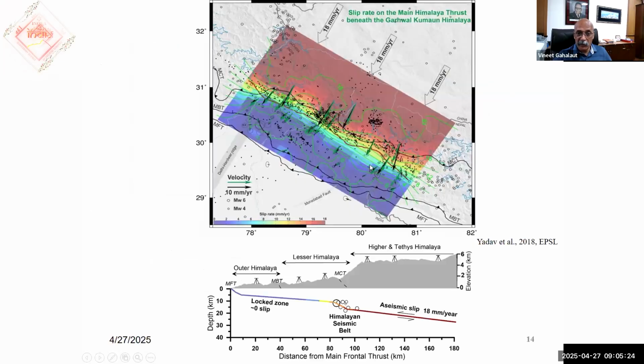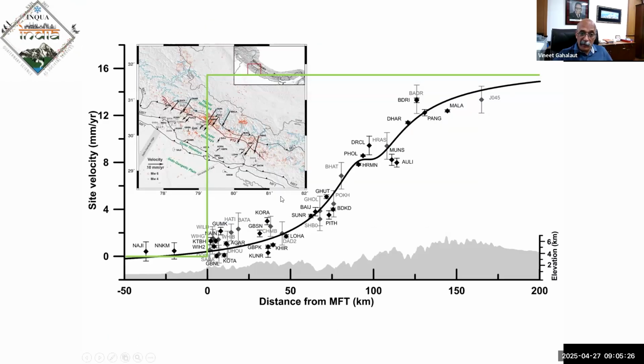So what does it mean? It means that the point which is here should, in the long term, move here. So it has not moved that much. That much is the deficit in the movement, and it is this deficit which corresponds to the strain. It is this strain, when it gets accumulated over time, which will be released in the next big earthquake.